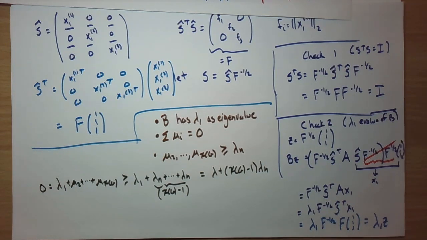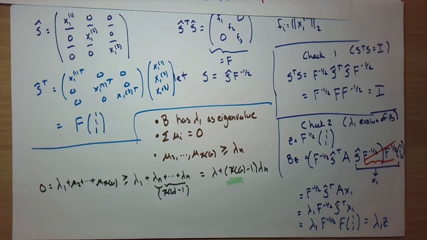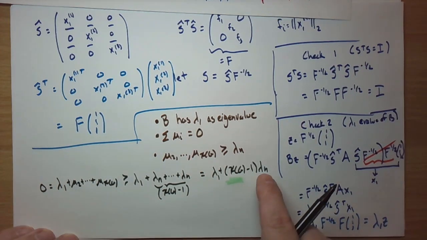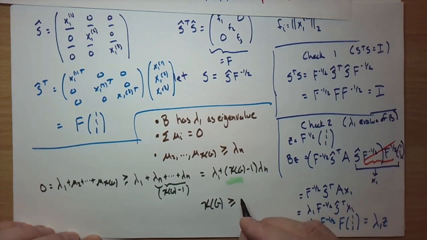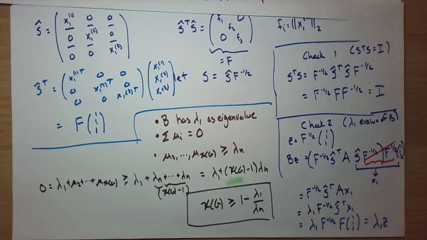Now what can we do? We can solve for chi of G. You move the lambda 1 across, divide by lambda n, add 1 to both sides, and you come to the conclusion that the chromatic number has to be at least as large as 1 minus lambda 1 over lambda n. So knowing the eigenvalues gives you a lower bound for your chromatic number.